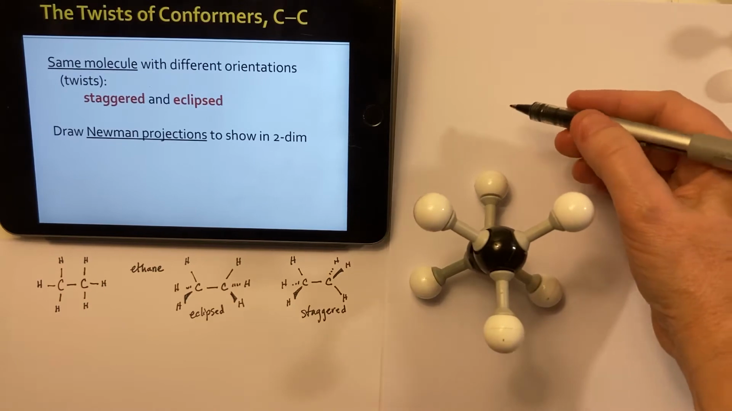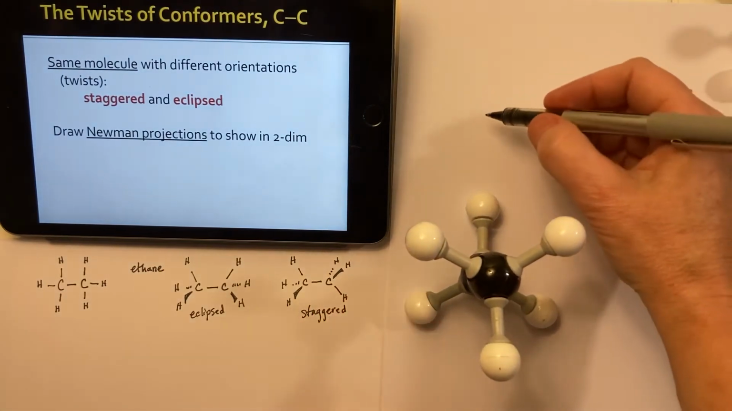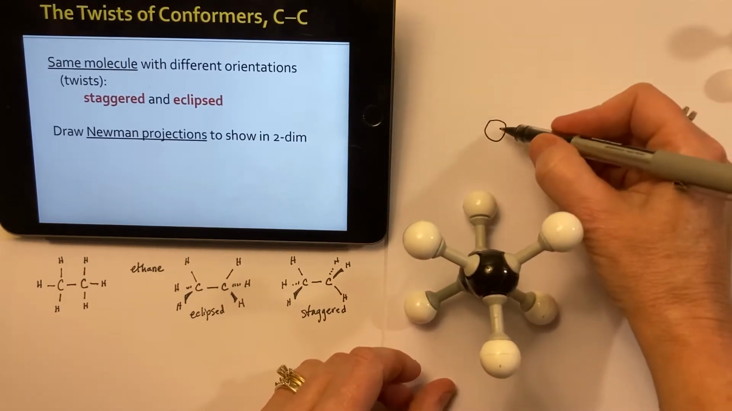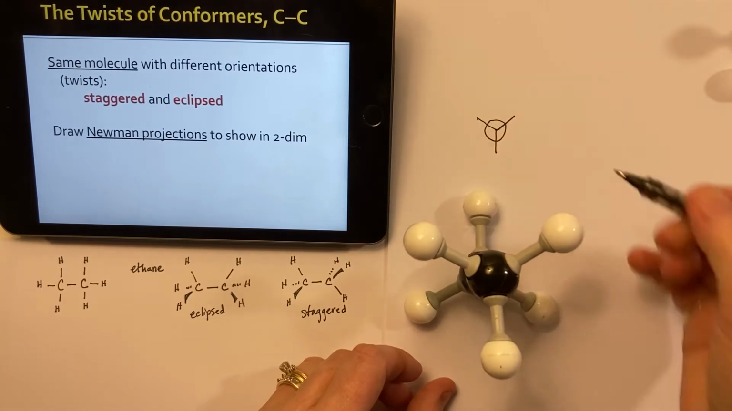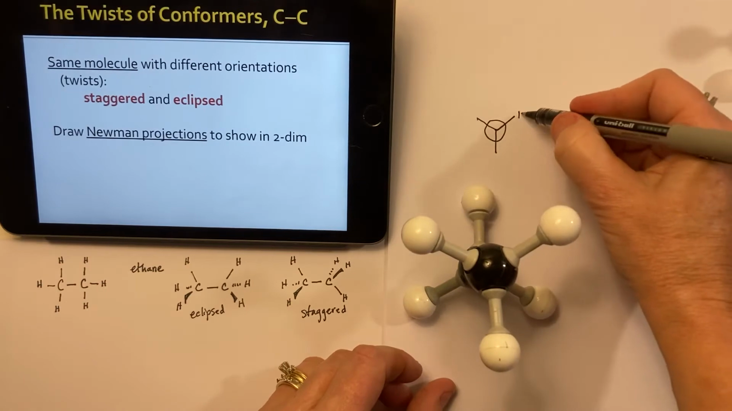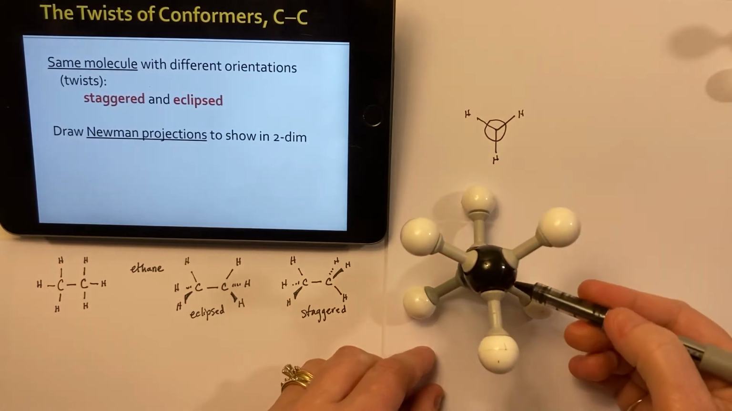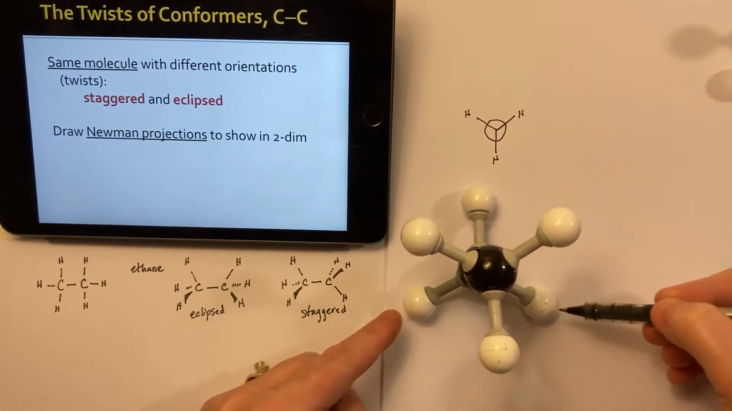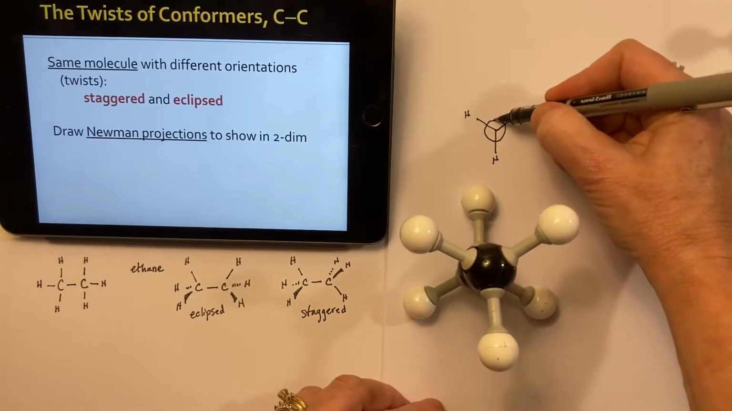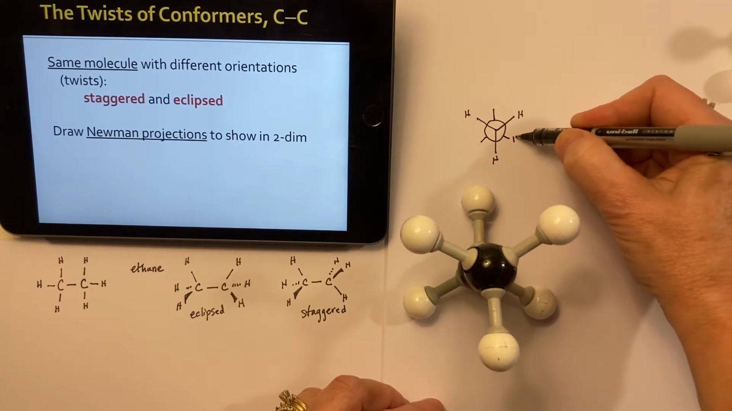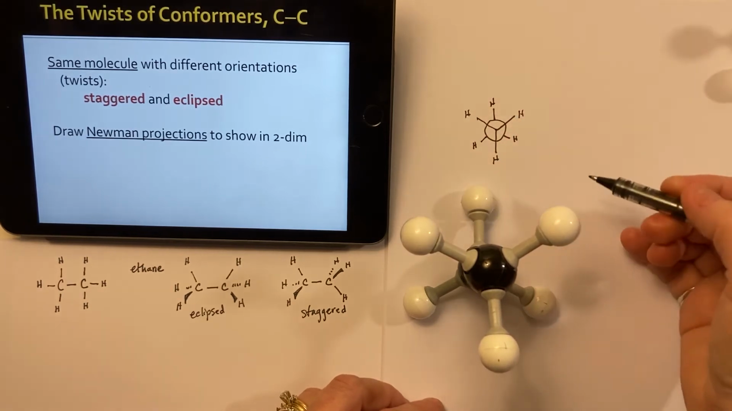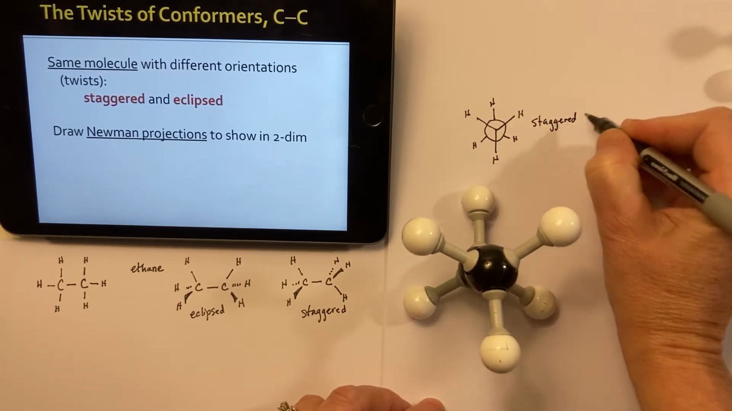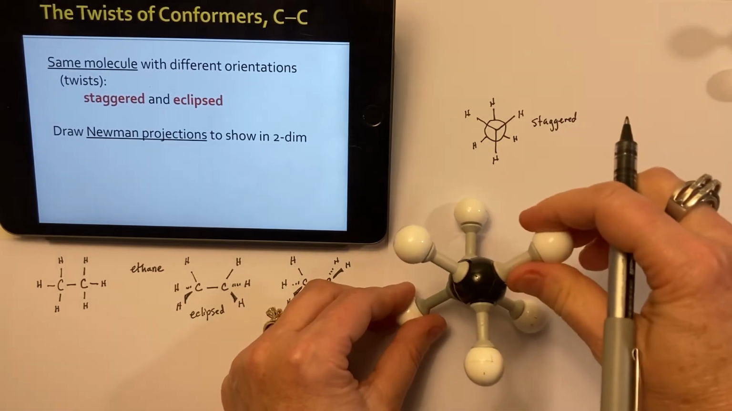So the way we draw this conformation is we like to take a little circle, and then this carbon in the front is what we see best. So I'm going to draw these 3 hydrogens out front. And then behind the carbon I'm not seeing, so I'm not going to write that, but I do see these bonds coming out. So I'll make them come on the outside of the circle. Okay, so that's called a Newman projection, and that is the staggered conformer.